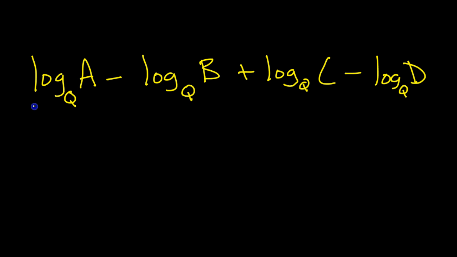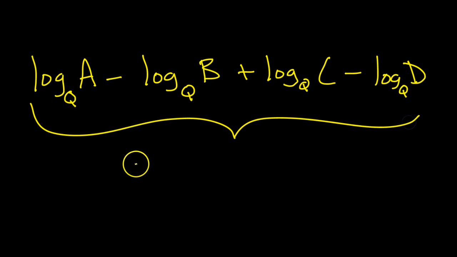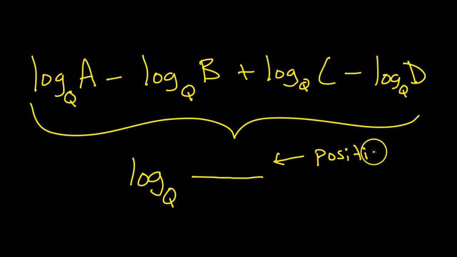The way you can do that, in one step, you can write a single log, and because of the subtraction, you know there's going to be a fraction involved. So it's just a matter of what's going to go in the numerator and what goes in the denominator. Well, any positive term is going to give you something in the numerator. Any negative term is going to go to the denominator. So up here we're going to have the positive, and down here we're going to have the negative.